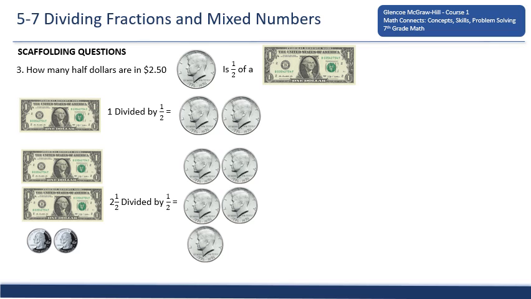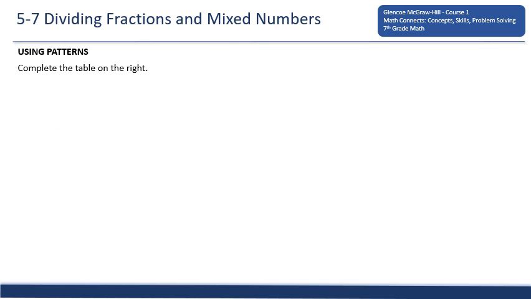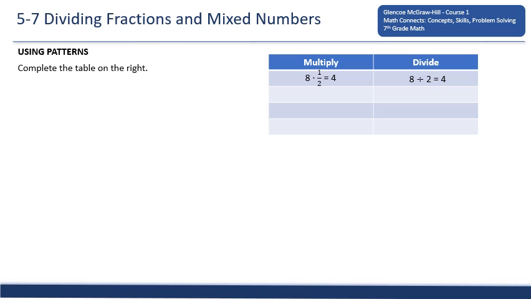Those coins on the left are underneath the dollars or quarters. Using patterns, complete the table on the right. So we have 8 times 1/2 equals 4, and 8 divided by 2 equals 4. 24 times 1/4 equals 6. So how could we rewrite that in division? 24 divided by 4 equals 6.